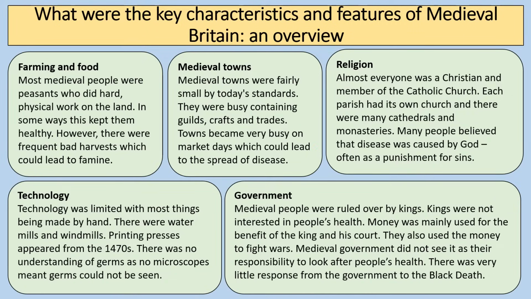In terms of government, medieval people were ruled over by kings, and they were not interested in people's health. The money raised through taxes was mainly used for the benefit of the king and his court. They also used some of the money to fight wars. But they didn't see it as their responsibility to look after people's health.